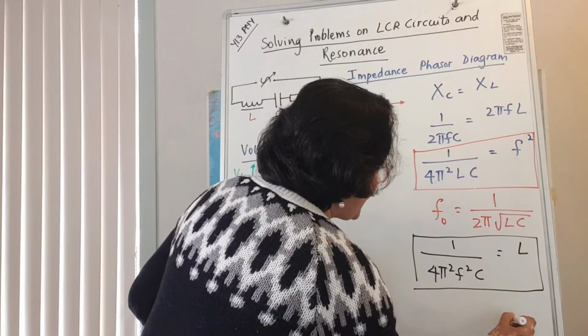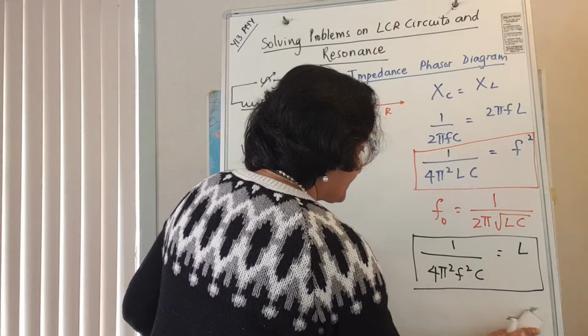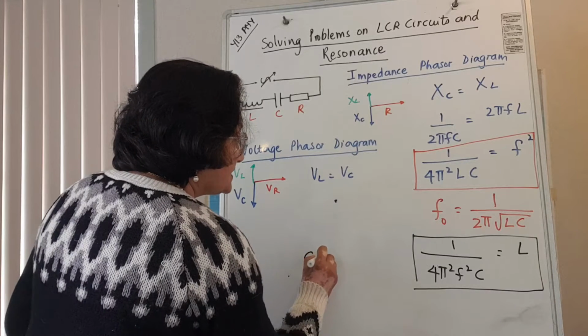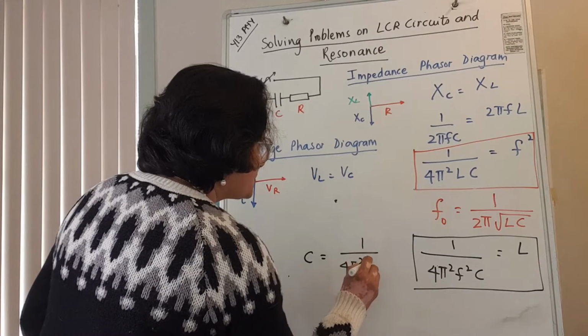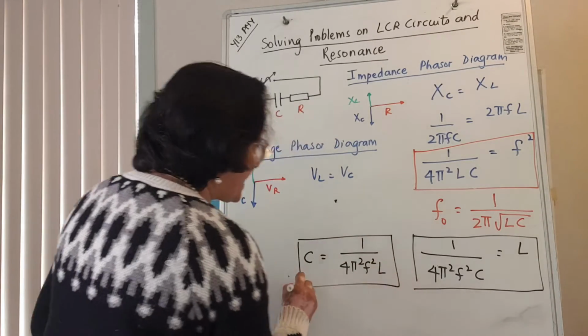Or if you have to find capacitance, you can't see that over there, so I'll just write it on the side. So if you have to find capacitance, C is equal to 1 over 4 pi squared F squared L. So that's how you find capacitance.